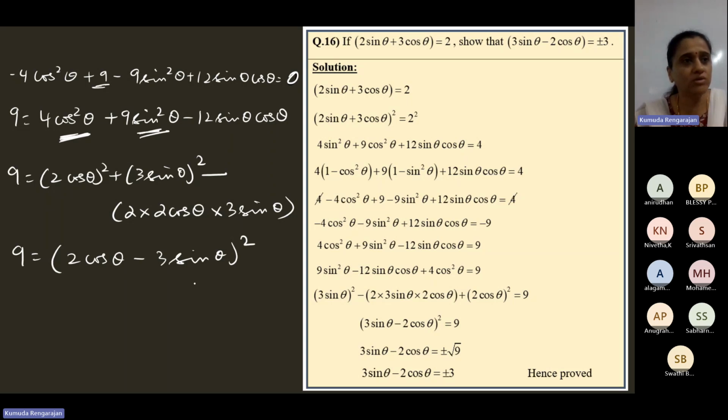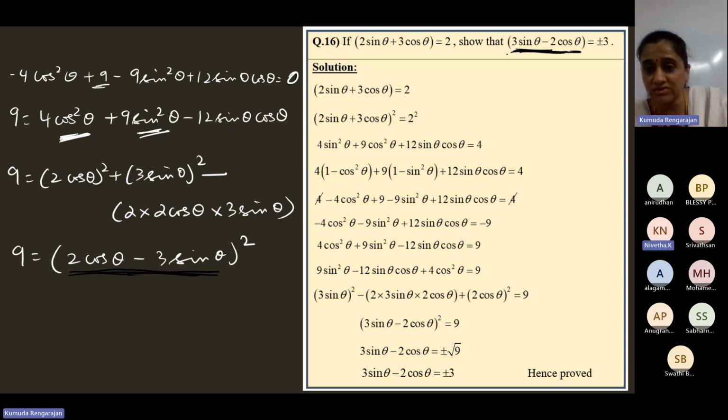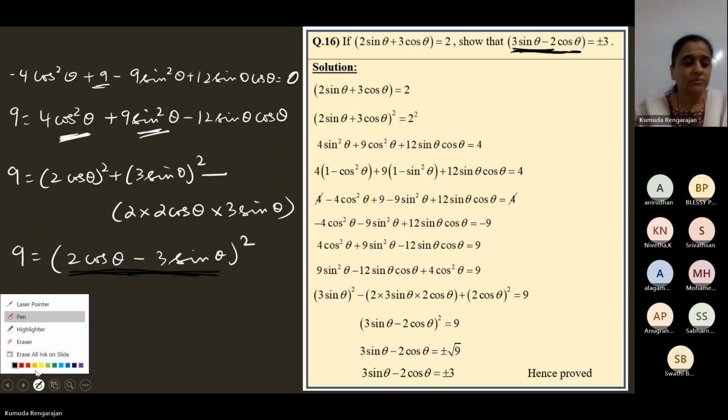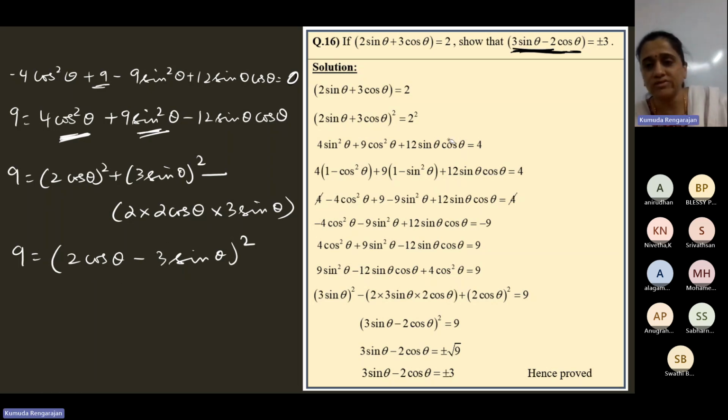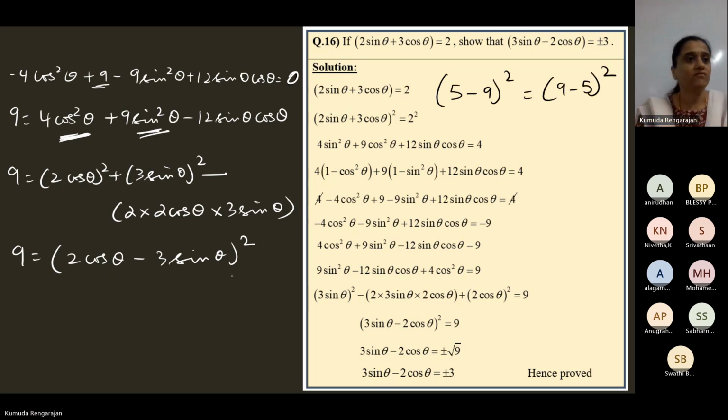But we know that A minus B the whole square and B minus A the whole square are the same. Because we have here 2 cos theta minus 3 sin theta, but we need to show 3 sin theta minus 2 cos theta. We have it in the opposite way. You can just take a numerical example to understand that. 5 minus 9 the whole square is the same as 9 minus 5 the whole square.